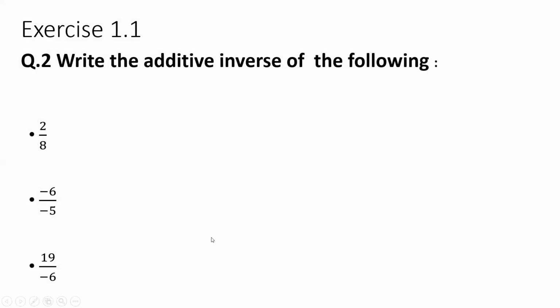Next question, question number 2, write the additive inverse of the following. Students, additive inverse means, as we discussed in the previous session, that we just have to change the sign of the given number. So for 2 upon 8, the answer will be minus 2 upon 8. For minus 6 upon minus 5, here both the numerator and denominator have negative signs. So ultimately the given number is positive. So the additive inverse will be minus 6 upon 5.